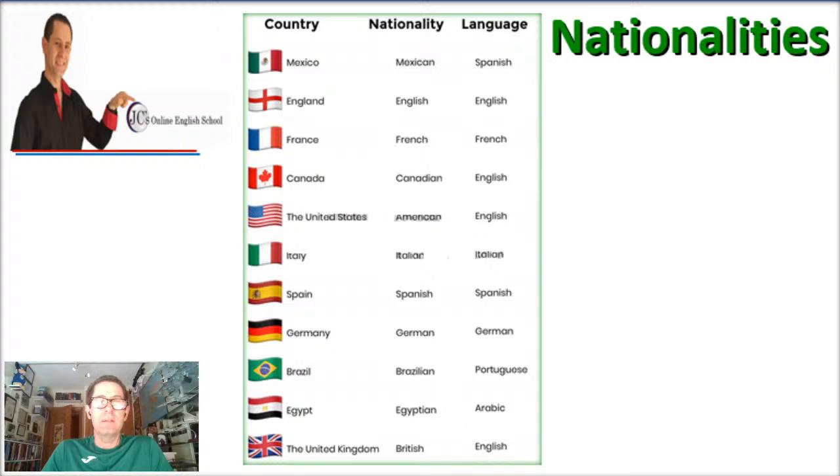Mexico, Mexican, Spanish. England, English, English. France, French, French. So most of the times the nationality and the language are the same, but not always, because look at the next one. Canada, Canadian, English. Okay, so that one changes. The United States, American, English. Okay, Italy, Italian, Italian. I forgot to say Mexico, Mexican, Spanish.